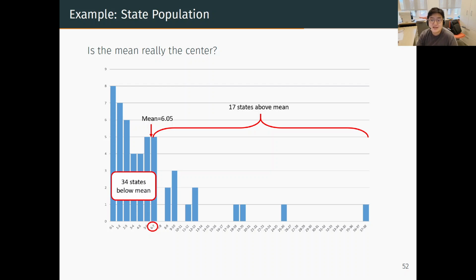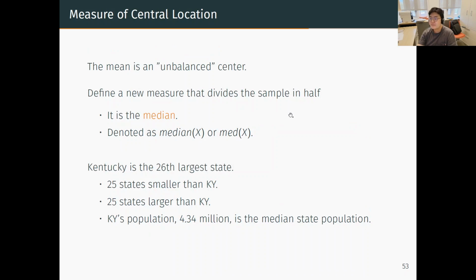I included DC as a state. Anyhow, the point here is that the mean is not the center. It's more toward the larger side. Why? There are more states below than above the mean. So the mean is unbalanced, which could be a problem in some special cases. So we are going to introduce a new measure of location that is balanced, that divides the sample exactly in half.